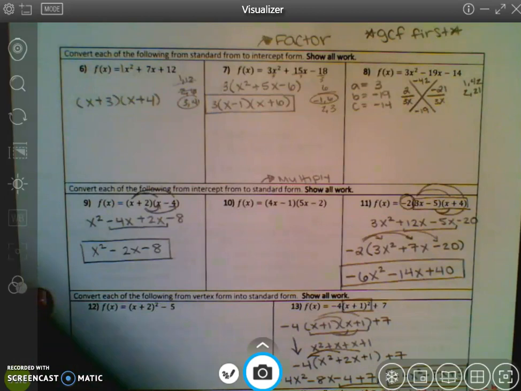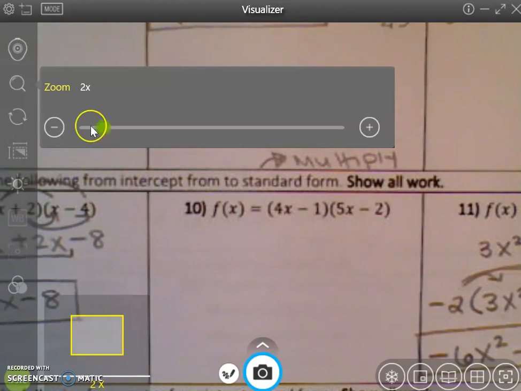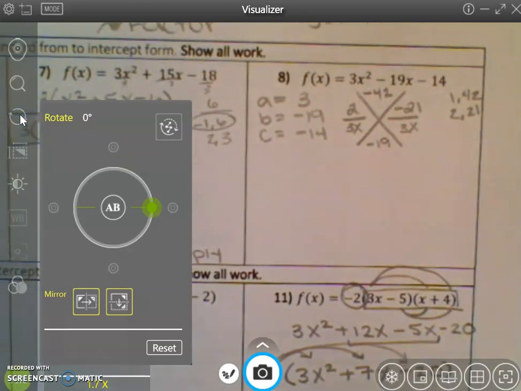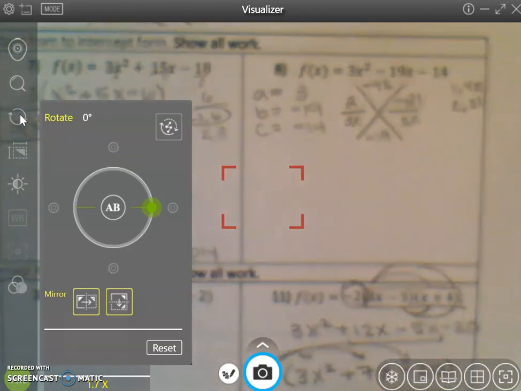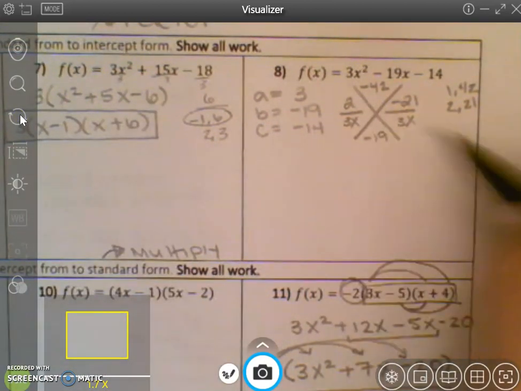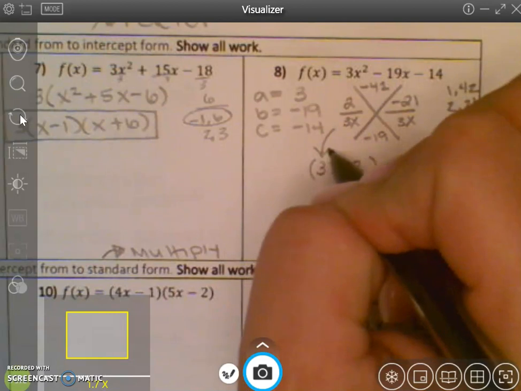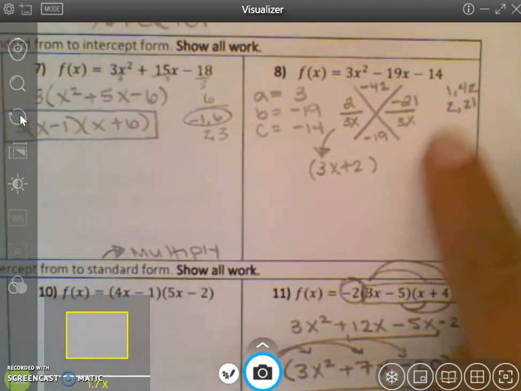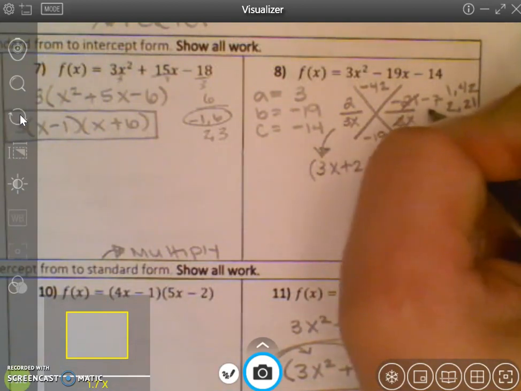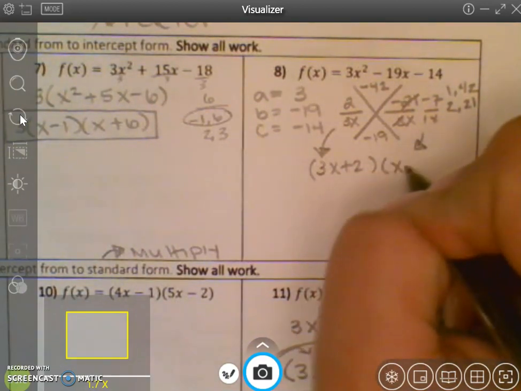Okay, but I'm not done because you need to simplify. Ooh, too far. Okay, you need to simplify these fractions first. So 2 over 3x doesn't simplify, so I can bottoms up with that one to make 3x plus 2. Okay, that's this side. But this side, 21 over 3 simplifies because 3 goes into both of them, which leaves negative 7 over 1x. So this one then becomes x minus 7.